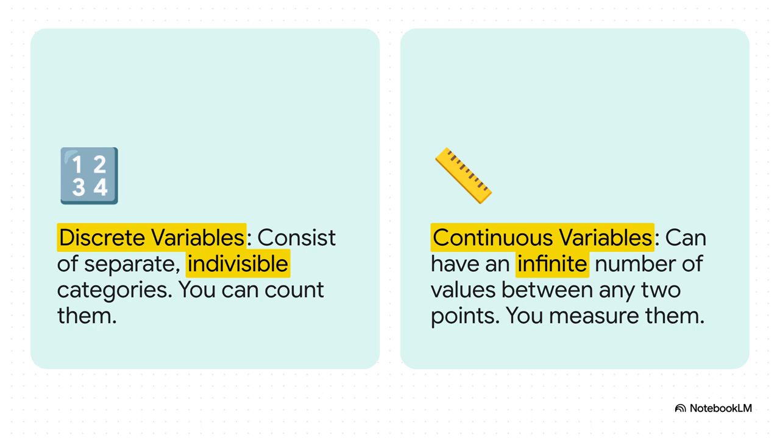First, you've got discrete variables. These are things you can count in whole numbers, like the number of siblings you have. You can have 2 siblings or 3, but you can't have 2.5 siblings, right? On the other hand, you have continuous variables. These are things you measure, like your height or weight, or even a self-esteem score on a survey. There are basically an infinite number of possible values between any 2 points.